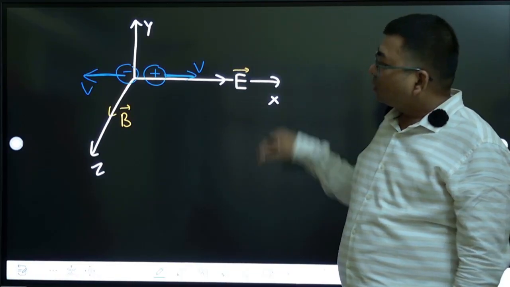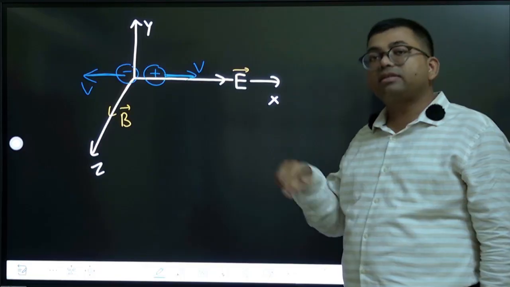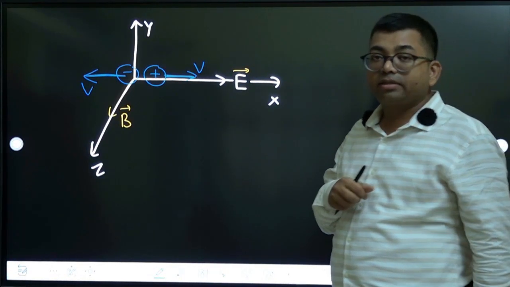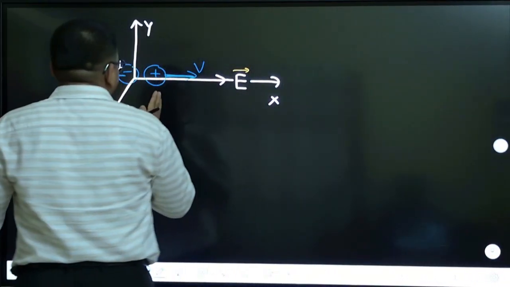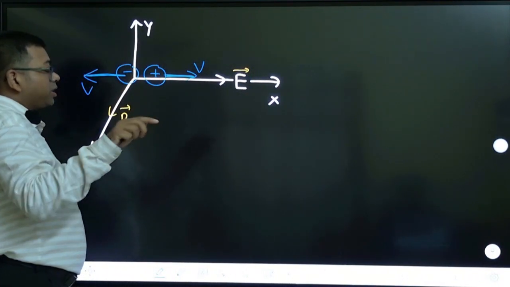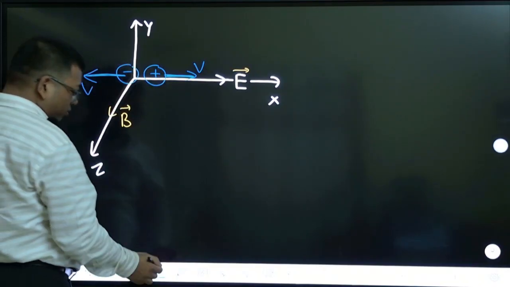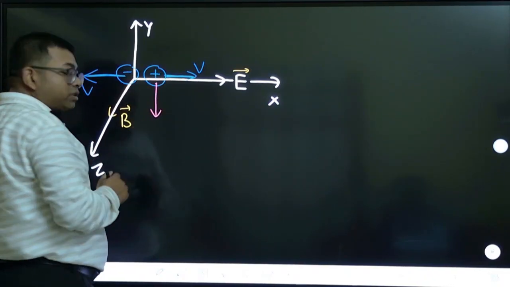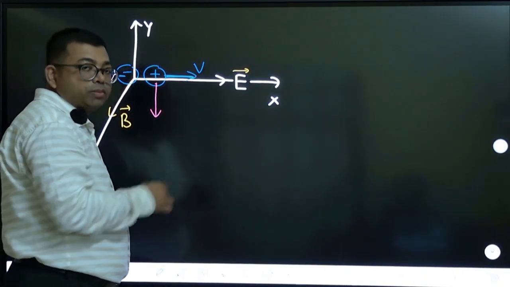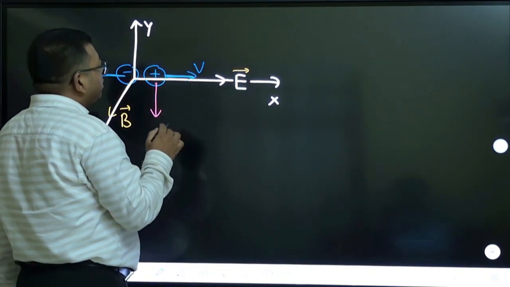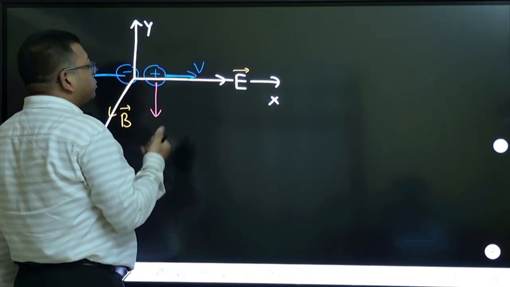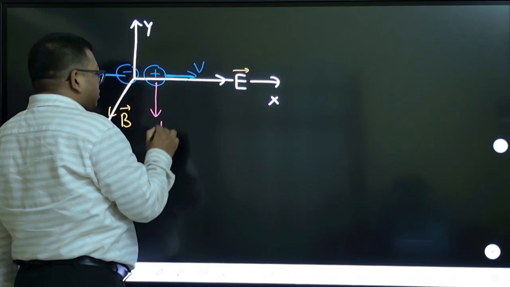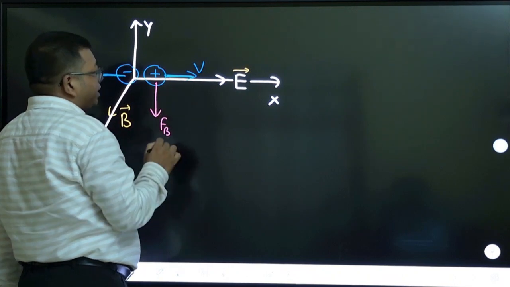It will try to rotate, or some deflection will happen, right? It will try to make circular motion. So find the V cross B direction. V cross B: this is V and B is coming out, so V cross B is downward. That means the positive ions will get a force in this direction. The force will be downward on the positive ion, because the magnetic field is coming out. So the V cross B direction will be downward. This is the magnetic force on the positive ions, right?